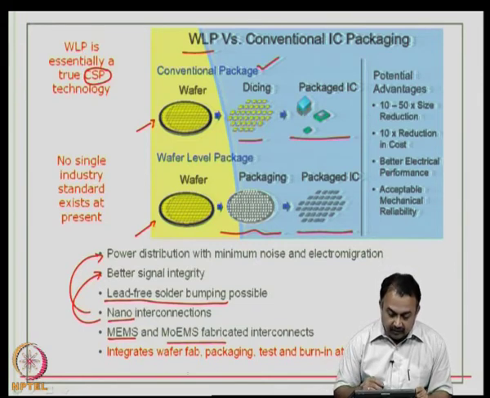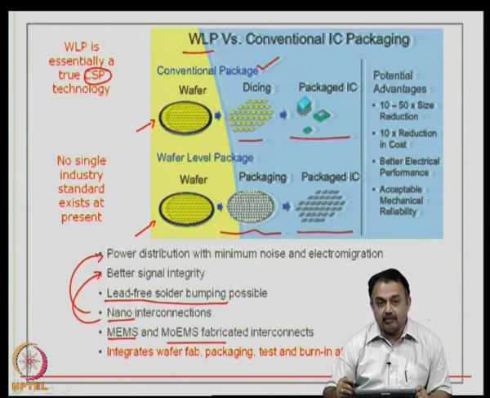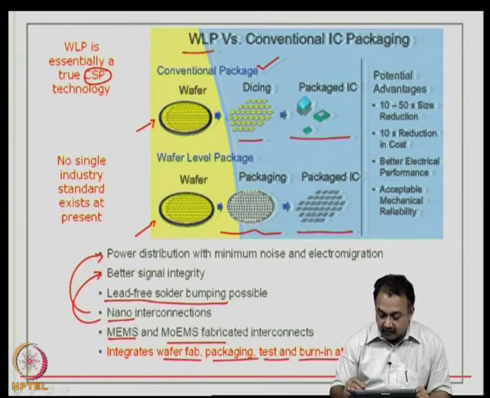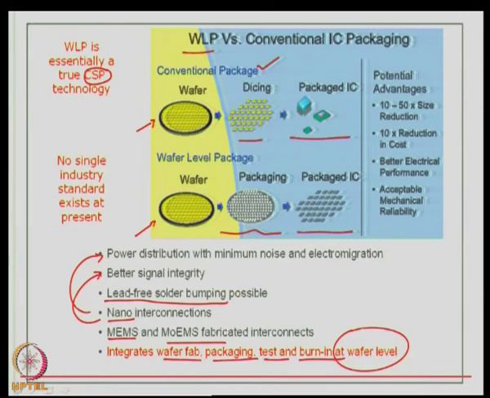And because this is not truly well understood today, because it is the monopoly of a very few industries, it integrates wafer fab, packaging, test and burn in all at the wafer level. Okay. So, I hope you get a very clear picture about what a conventional IC packaging is and what a wafer level package to produce a wafer level CSP is.